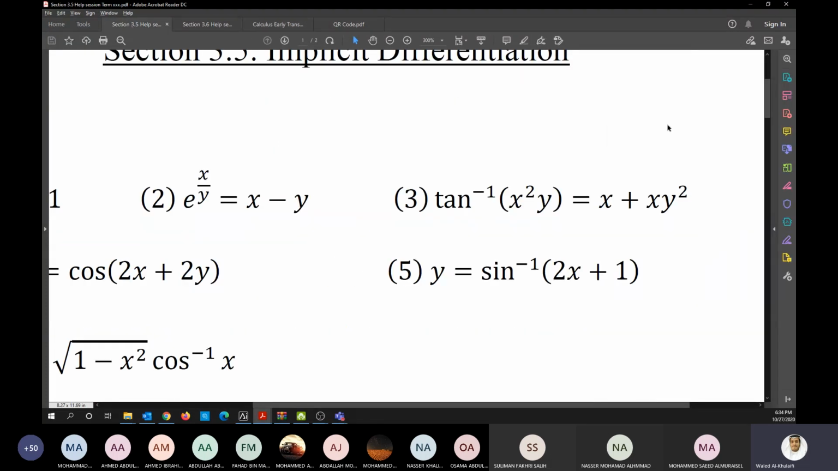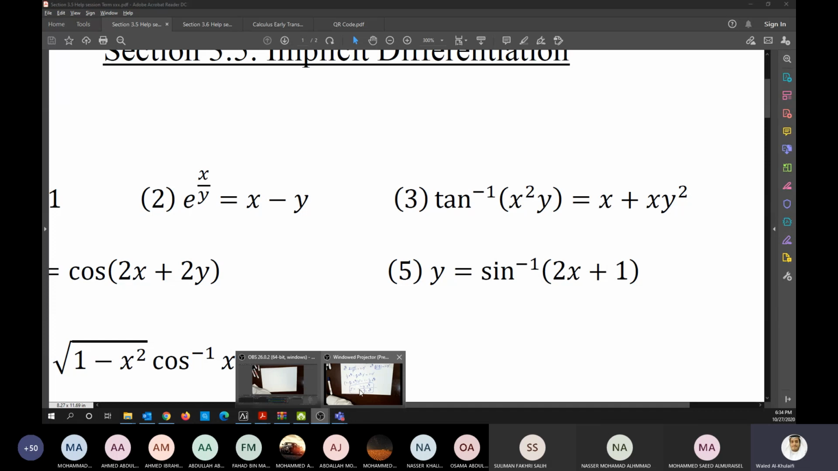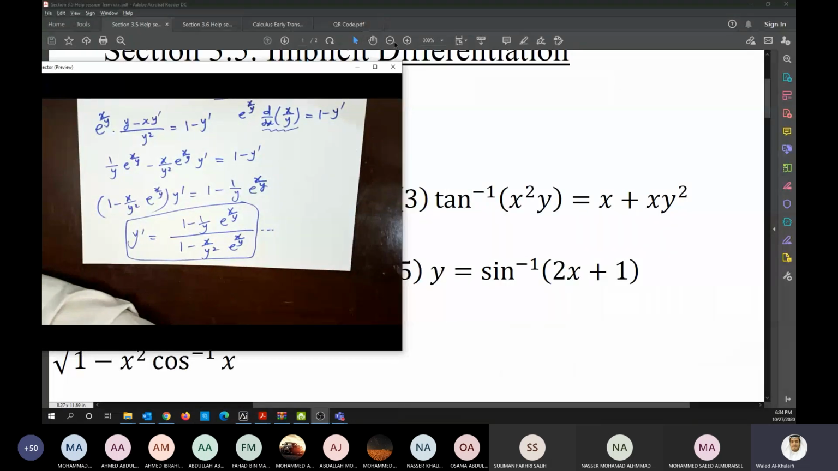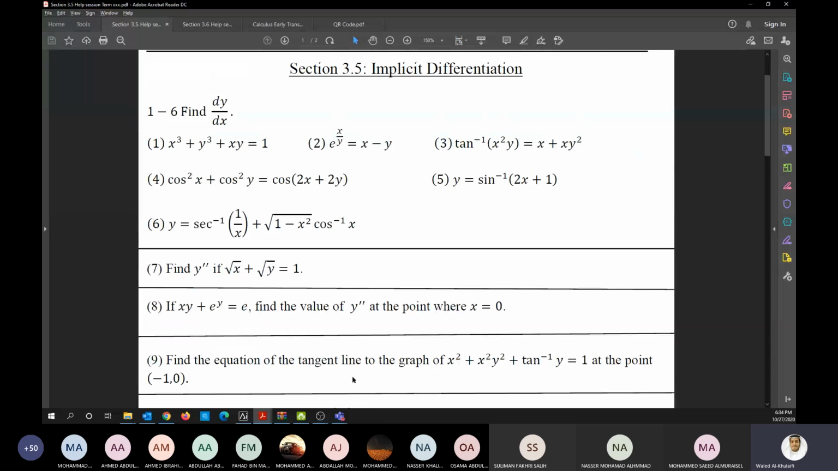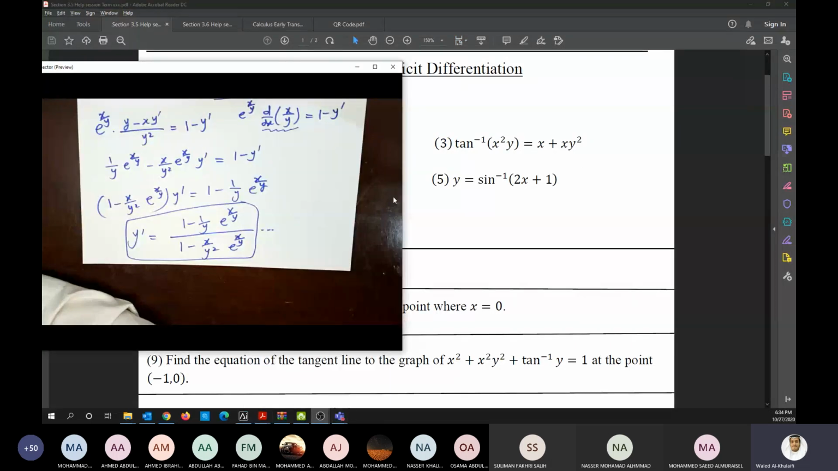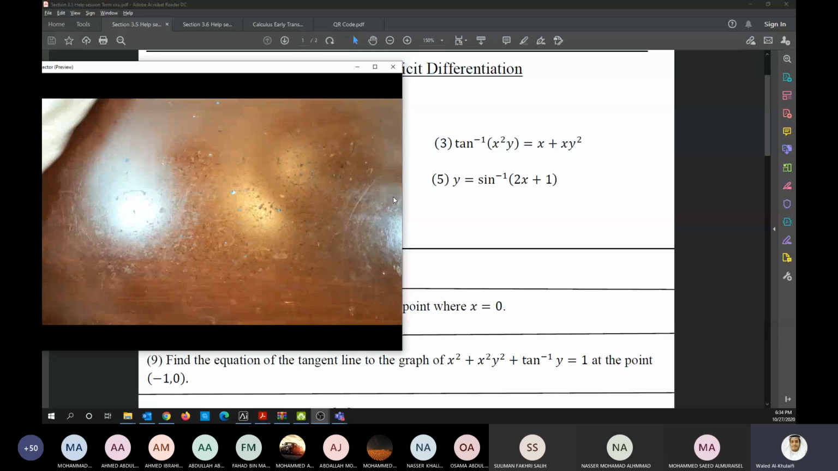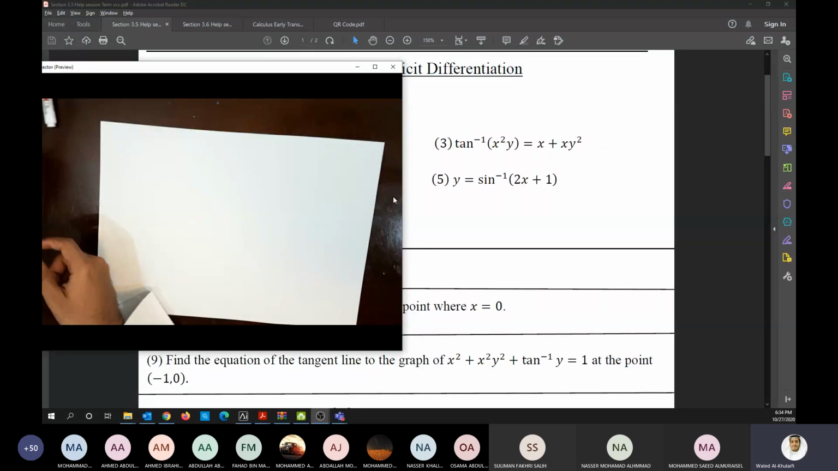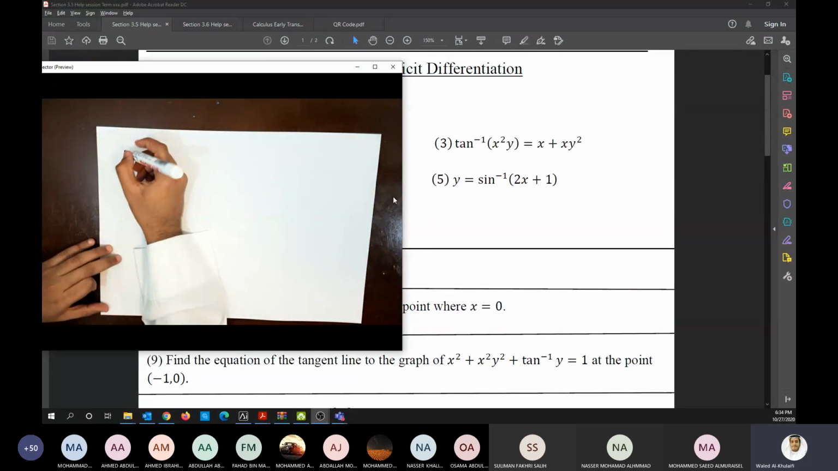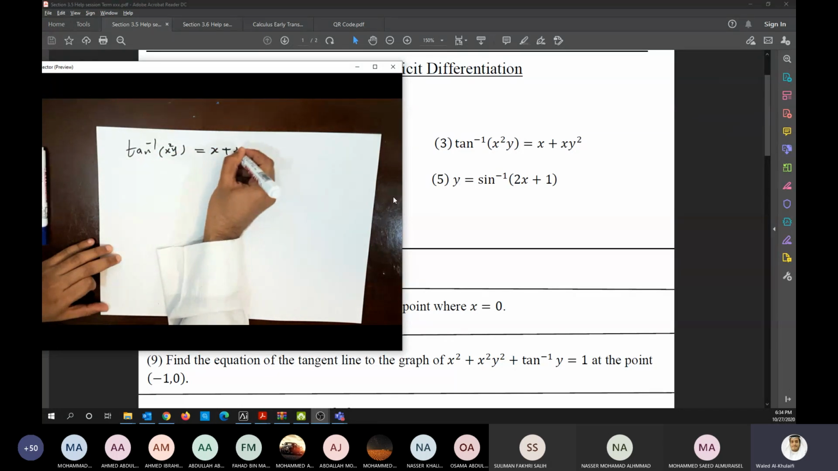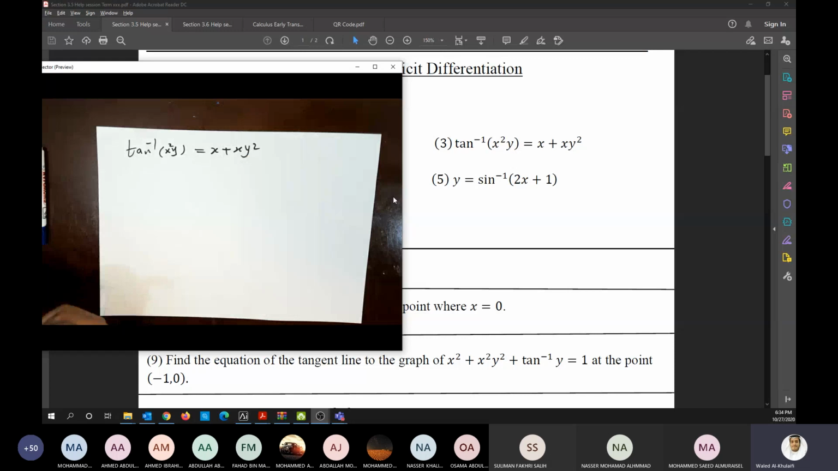So let's do it here. Okay, let me make it smaller, make it clear. This one, yeah. So now we have tan inverse of x y squared equals x plus x y squared.